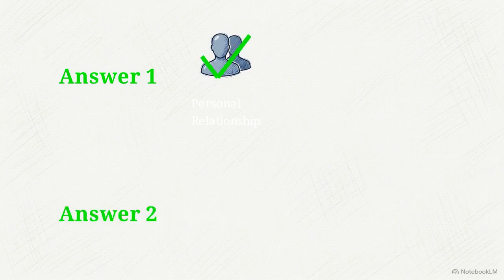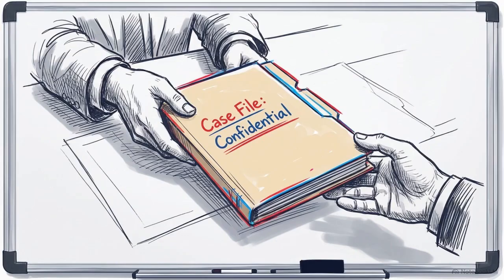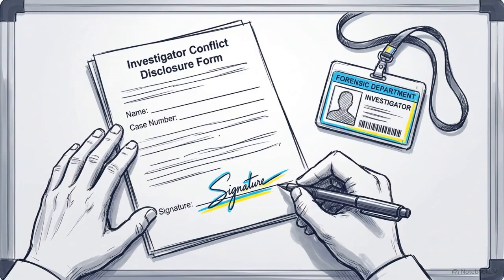The culprit is a close colleague, making this a clear personal relationship conflict. To manage it correctly, the investigator should have immediately used the first step, disclosure, and requested reassignment to ensure the investigation remained neutral. Stepping away from a case involving a colleague is difficult. But correctly applying this framework proves your commitment to professional integrity, ensuring factual evidence is prioritized over internal pressure or personal comfort.